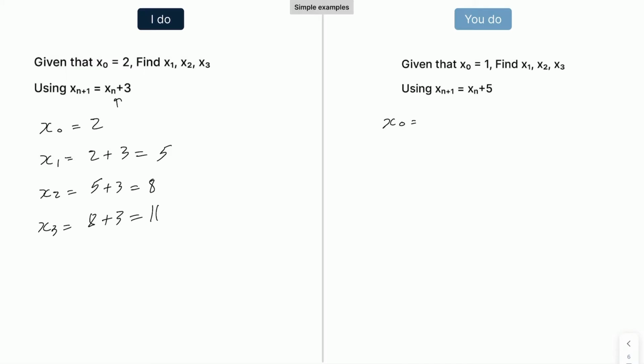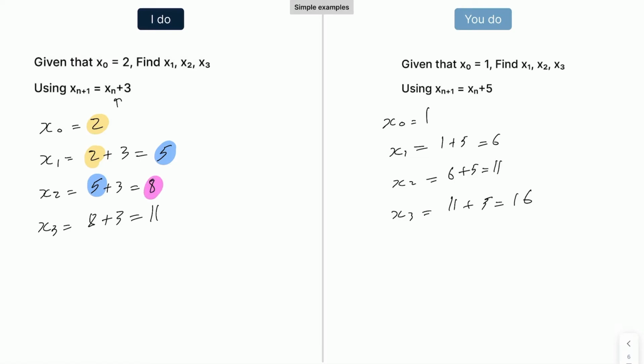So that's x0 is given as 1. So to find the next one, I'm going to use the previous answer, which was 1. That gives me 6. And to find the next one, I'm going to use the previous answer, which was 6 in this case. So that gives me 11. And finally, to find x3, we are going to use that 11, and that gives us 16. And just to highlight that quickly, that 2 gets used there. That 5 then gets used in the next one. And finally, the 8 then gets used there.